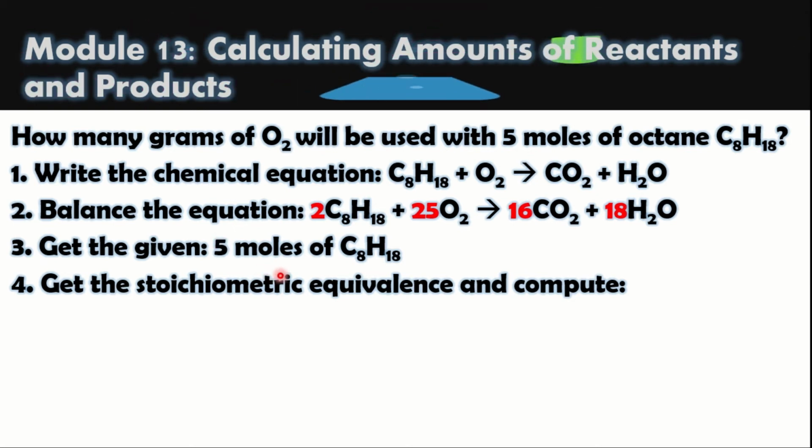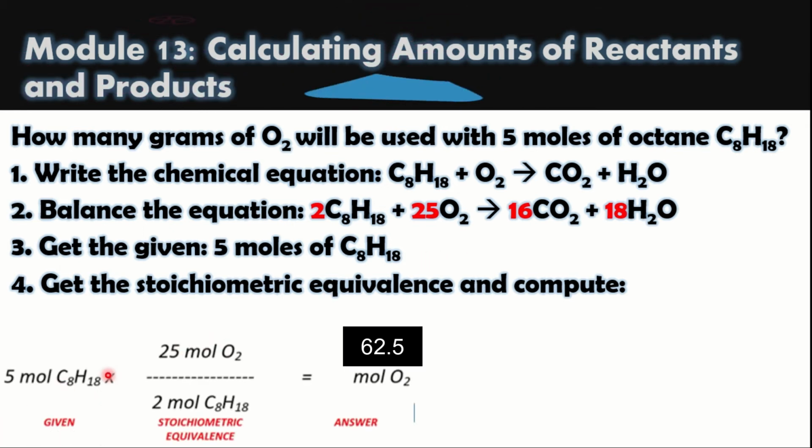There are two substances involved in this one, octane and oxygen. Now, 2 moles of octane is stoichiometrically equivalent to 25 moles of oxygen. Our given is 5 moles of octane. As I said earlier, this is interchangeable, depending on what you need. Since our unit here is mole of octane, our denominator should also be mole of octane. 5 moles of octane divided by 2 moles of octane, cancel unit, times 25. This will be equal to 6.25 moles of oxygen. That is the amount in moles of oxygen which will be used up in the chemical reaction.